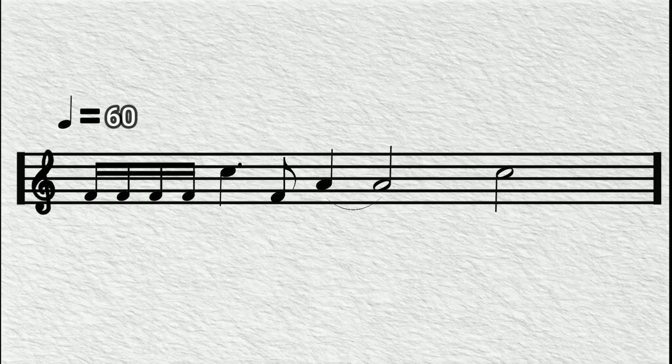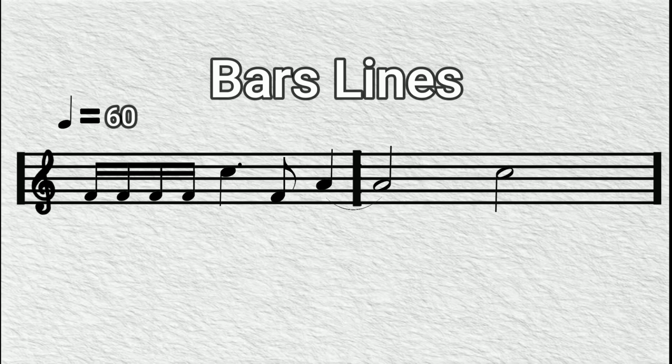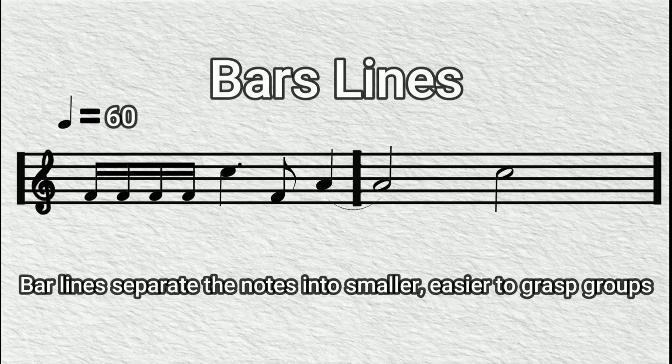Hi, in this lecture we'll continue where we left off on the organization of time. Sometimes, with all the different duration symbols, dots and ties, you could get lost while reading or performing. For this reason, musical notations usually include vertical lines called bar lines. Bar lines separate the notes into smaller, easier to grasp groups.